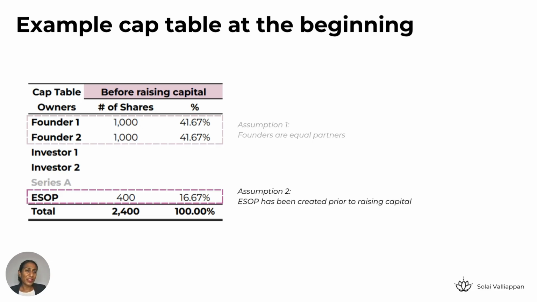So they've said, okay, we've got 1,000 shares each. And maybe they bought those shares at $1 or $10 or anything just at the beginning. And then they've put aside an employee share option plan of 400 shares, which is about 16.67%. And that means that each founder has gone from 50% to 41.67% to allow for this ESOP.